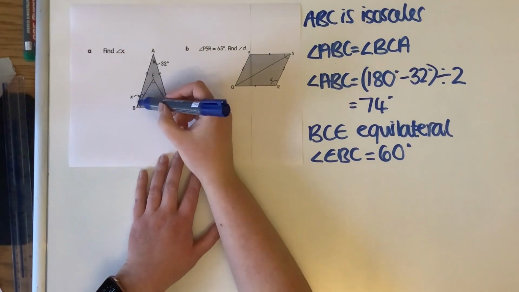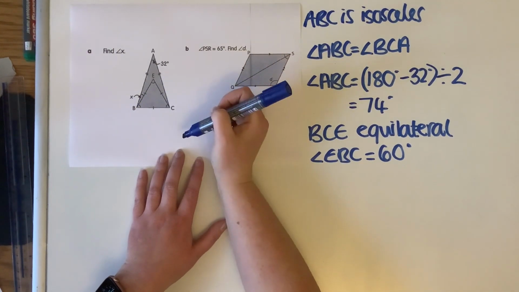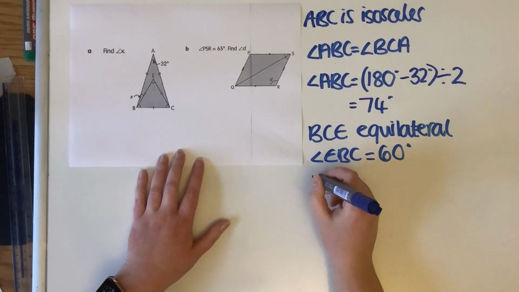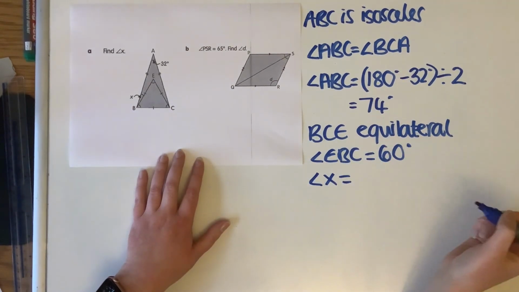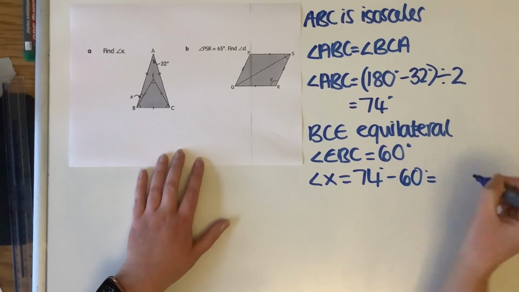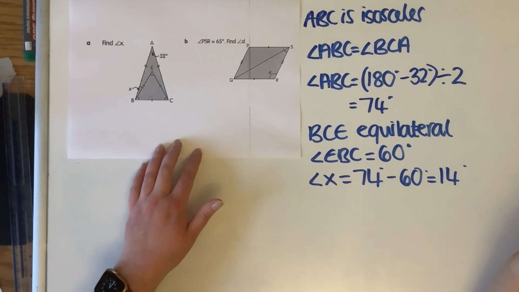Now that I know that that whole angle there equals 74 degrees and the smaller angle within it is 60 degrees, to then work out angle X, I need to do 74 degrees subtract 60 degrees, which gives me 14 degrees. So well done if you got that correct.